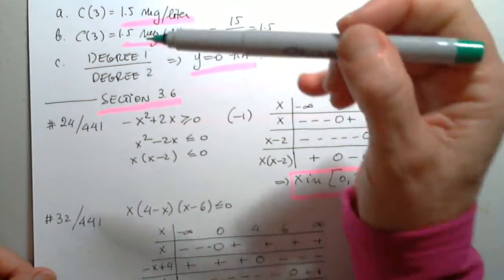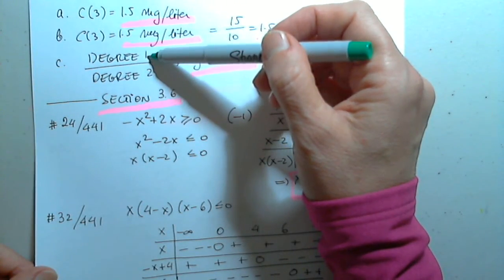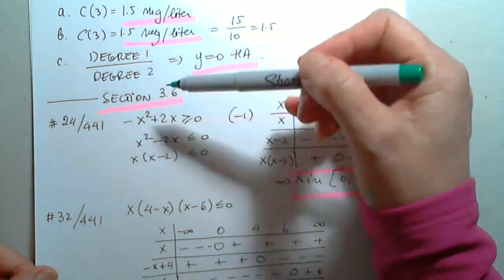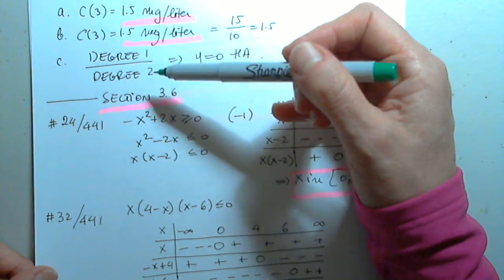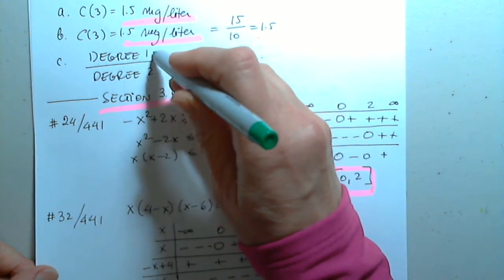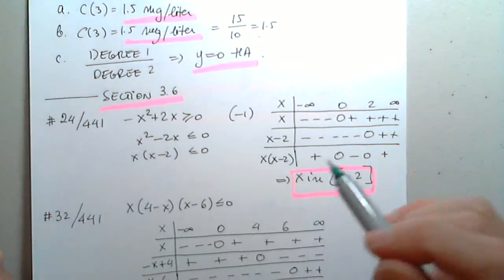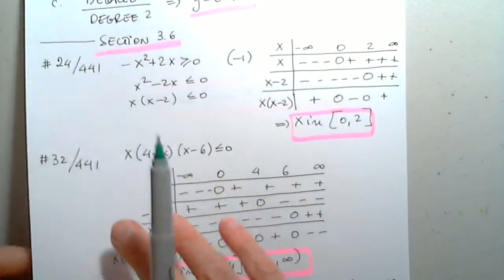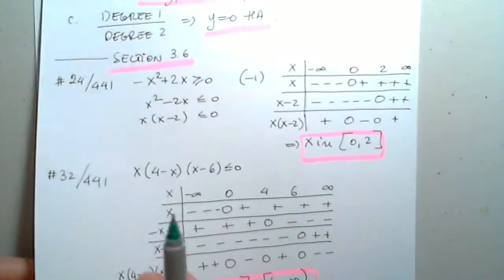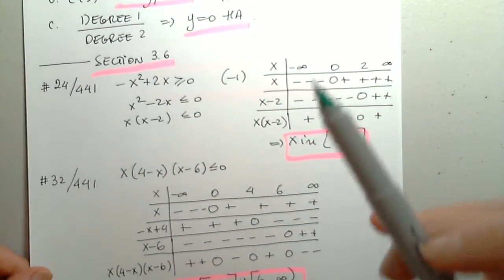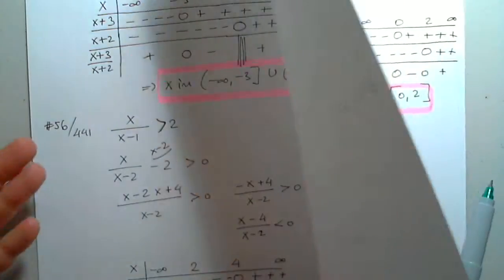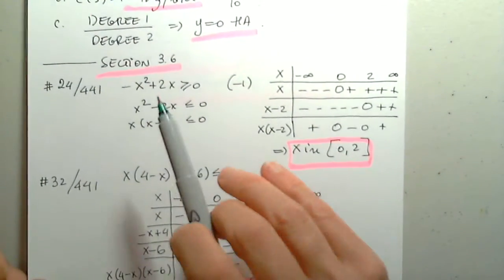And the horizontal asymptote, because the degree is lower at the top than the denominator, will regardless of by how much, as long as this is higher than that, the horizontal asymptote is always zero. Here the last section is asking us to solve quadratic, polynomial, and rational inequalities.